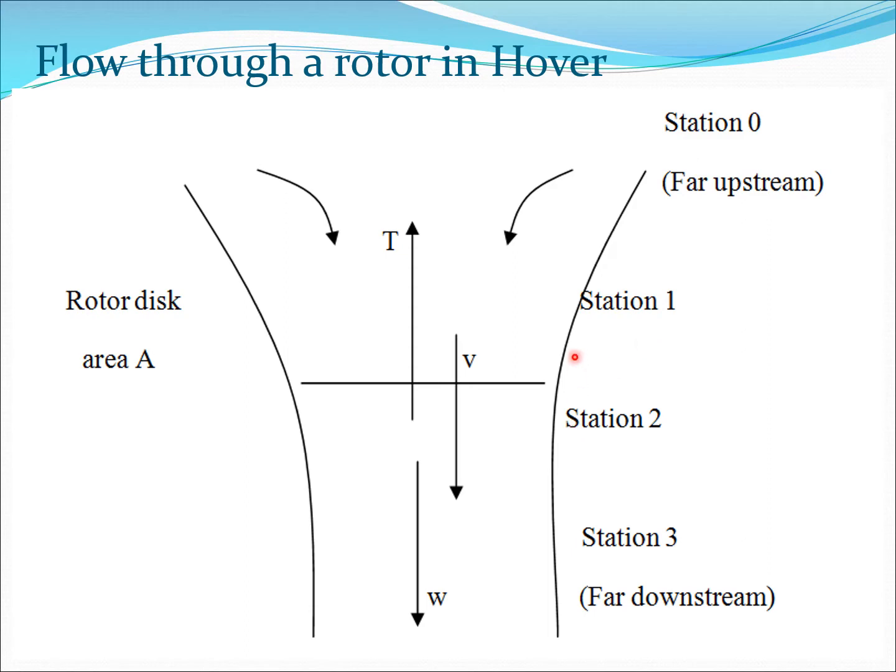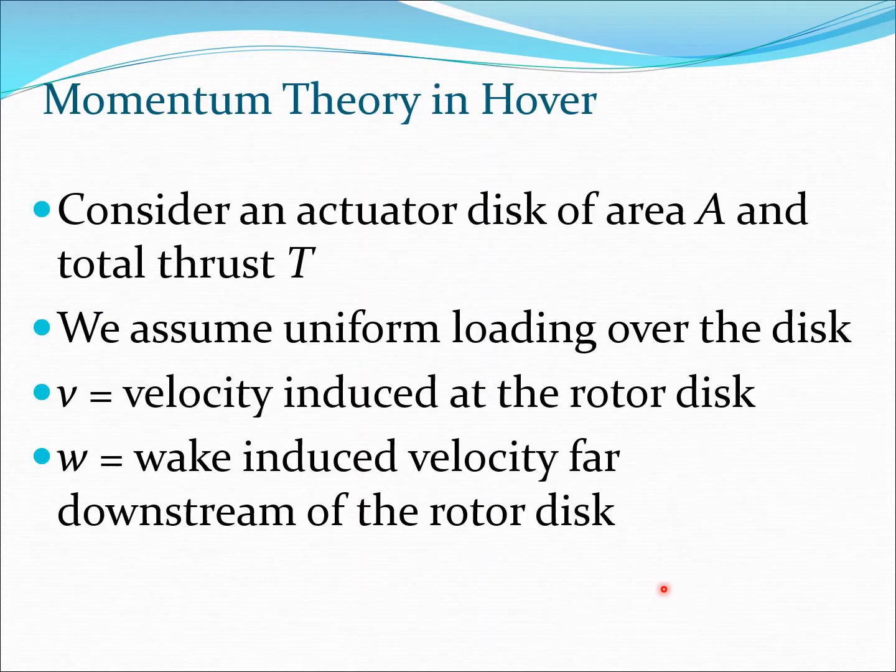Then we have station 1 and 2, which are just on top and bottom of the rotor disk. These are just given somewhat far away for clarity. Then far downstream there is the station 3. So essentially we have assumed the rotor to be an actuator disk with cross section A and the total thrust T. We also assume uniform loading on the disk. We say that v is the velocity induced at the rotor disk and w is the wake induced velocity far downstream of the rotor disk.